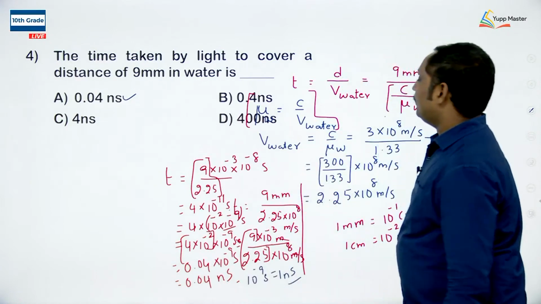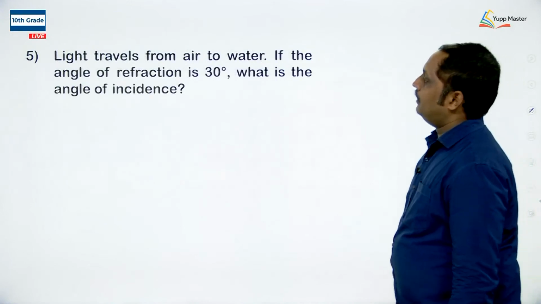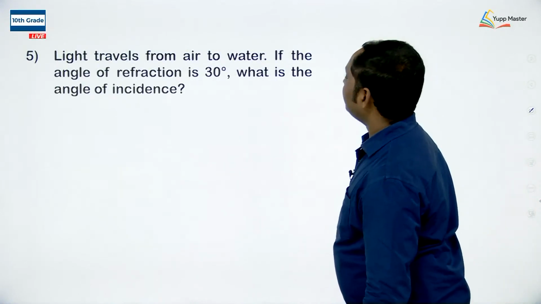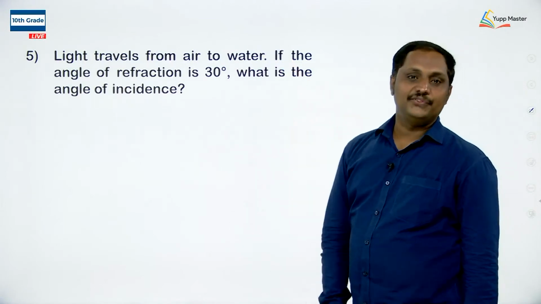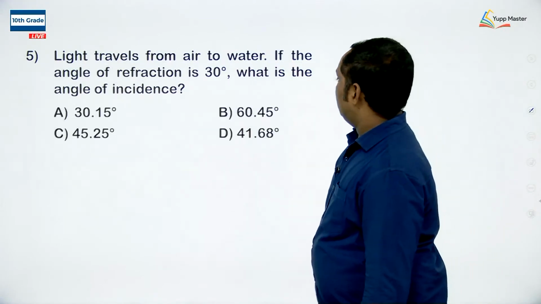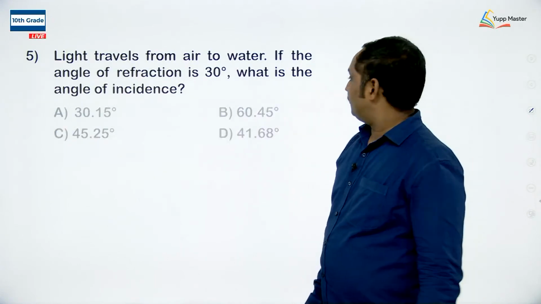Let us go for the new problem. Light travels from air to water, the angle of refraction is 30 degrees. What is the angle of incidence? Please have a look. This is about finding that answer. Later we will see the options.